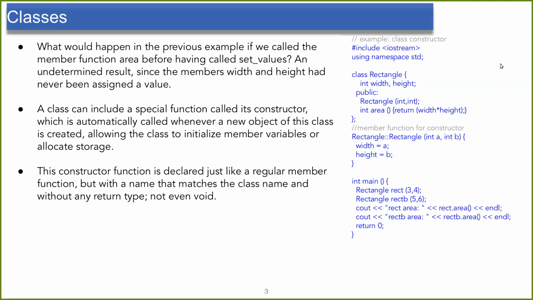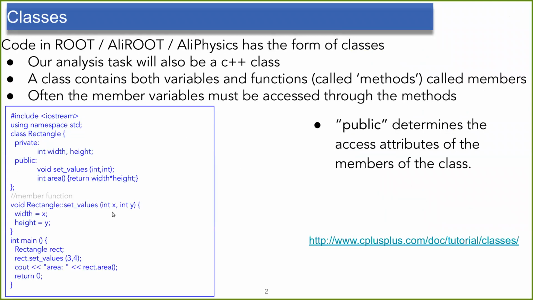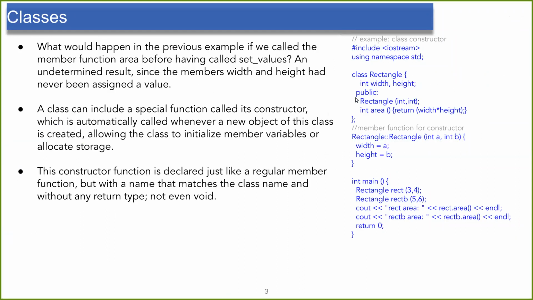For example, on the right-hand side, I show a simple example of this constructor. This is the Rectangle class, and here I have defined a constructor, Rectangle, which has the same name as the class. But you can see that in contrast to setValue, there is no particular type. I did not define any type, because a constructor is not assigned any type. Then you can define this constructor in a similar way as the previous example.